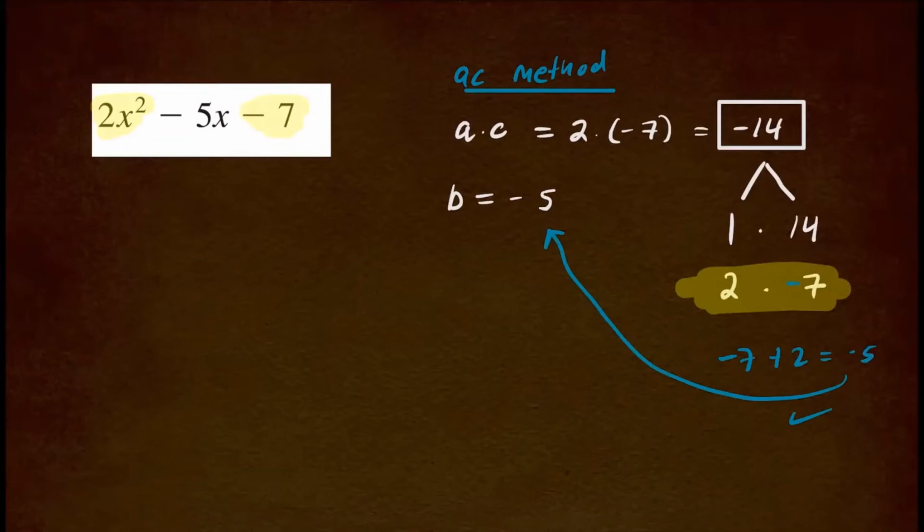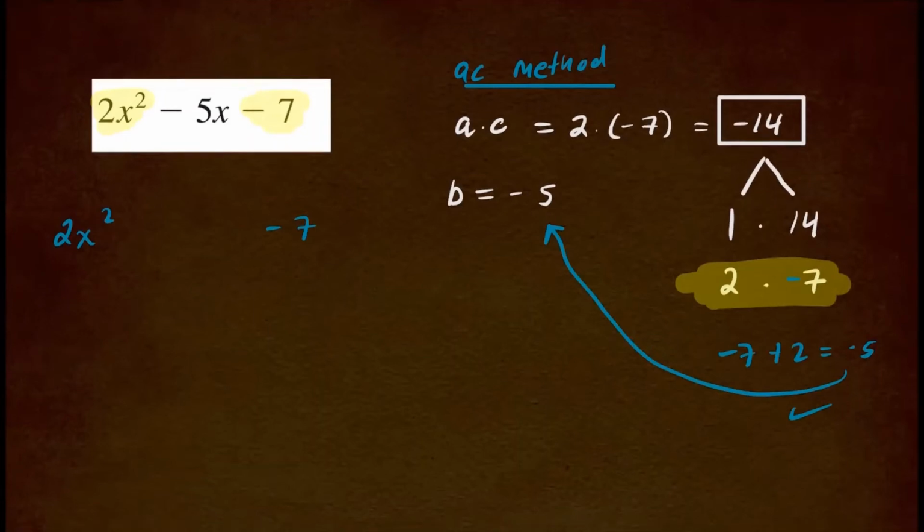So here's how you're going to do this. Rewrite 2x squared and negative 7, the quadratic term and the constant term. And then you split the middle up with these numbers that we just found. So I'm going to put positive 2x and negative 7x because their sum is negative 5x, and that's what we want. So we didn't really change the expression, rather we just rewrote it. And now for 4 terms, we factor by grouping. So you group these two, and then you group these two, and pull out their GCFs.